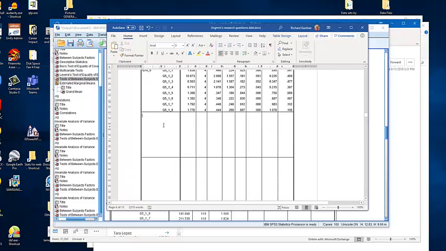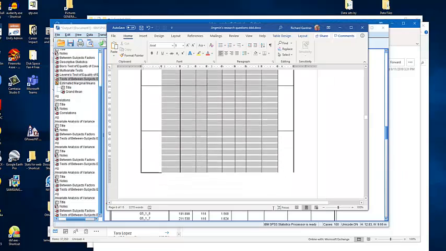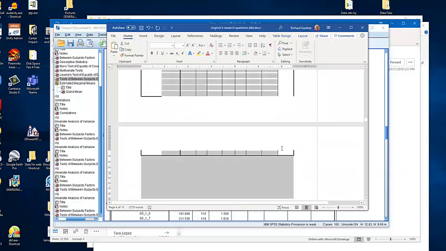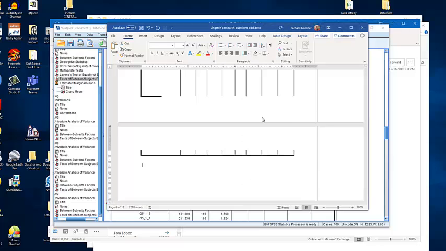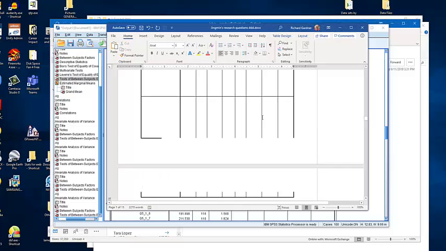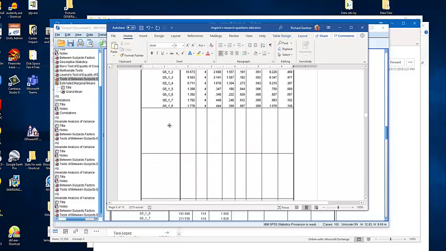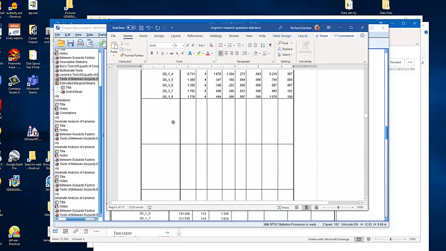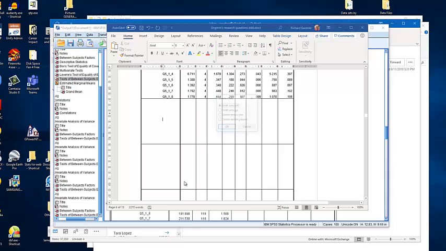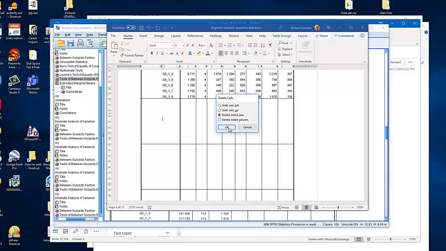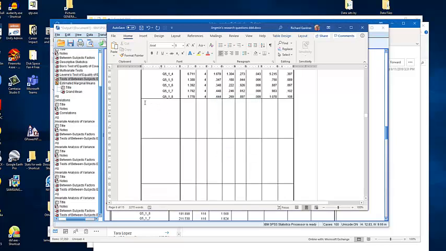And I screwed it up completely. Okay, hold on. We're going to delete the rows. Didn't delete the rows. Let's try it again. Delete the rows. So yeah, it's right.